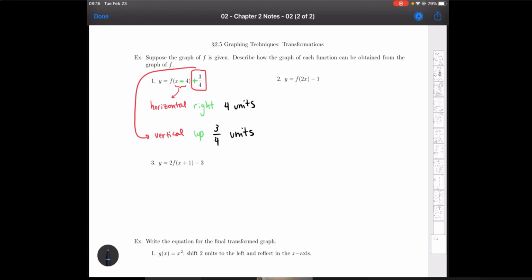So in this case, it doesn't matter which one we do first and which one we do second, because they're in opposite directions and they're not affecting each other. So I can move 4 units right and then 3/4 up, or you can move 3/4 up, then 4 units right. We get to the same exact spot. Everybody's happy. So order does not matter. And I'll just make a note of that: order does not matter.